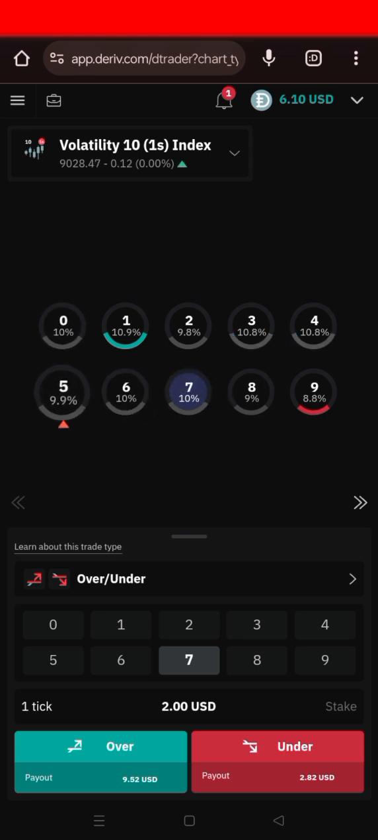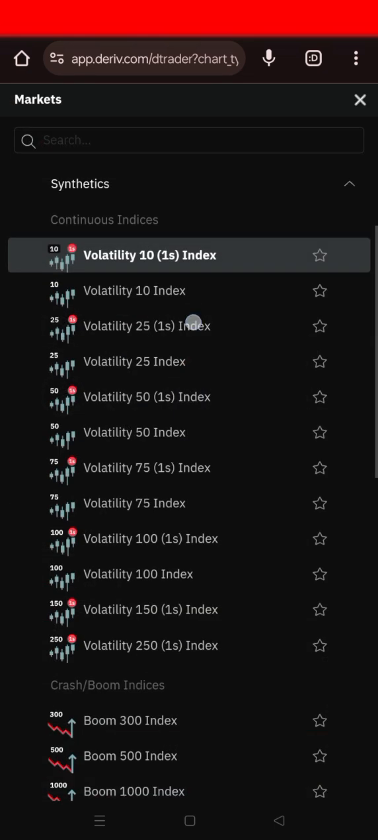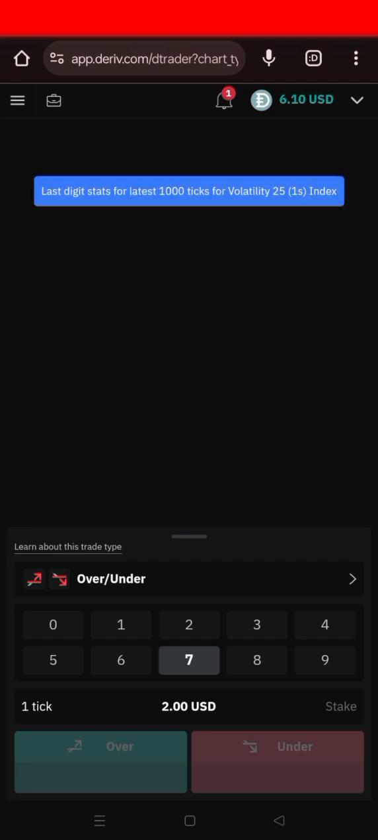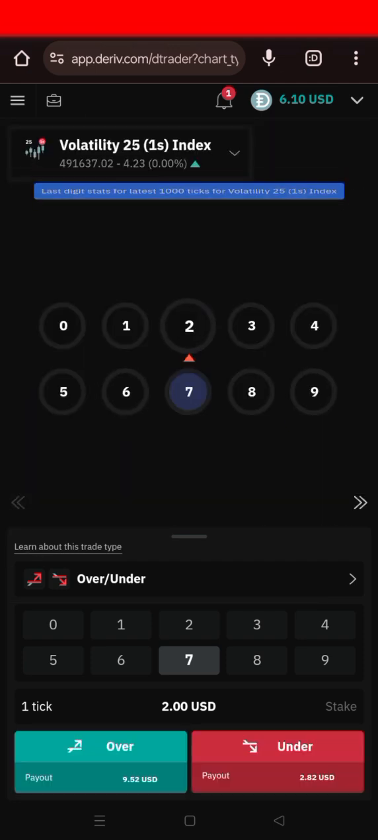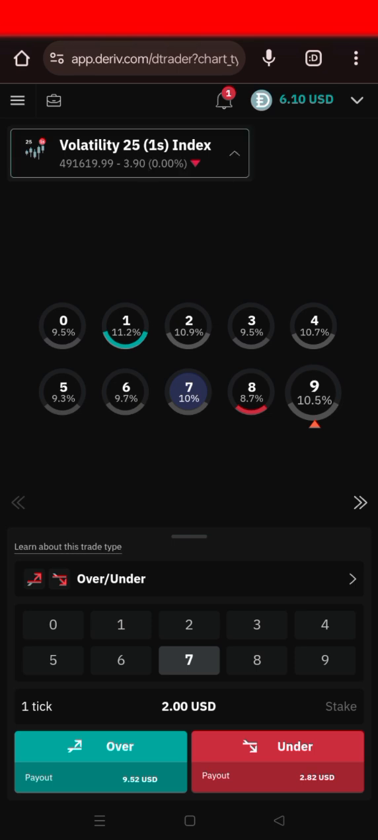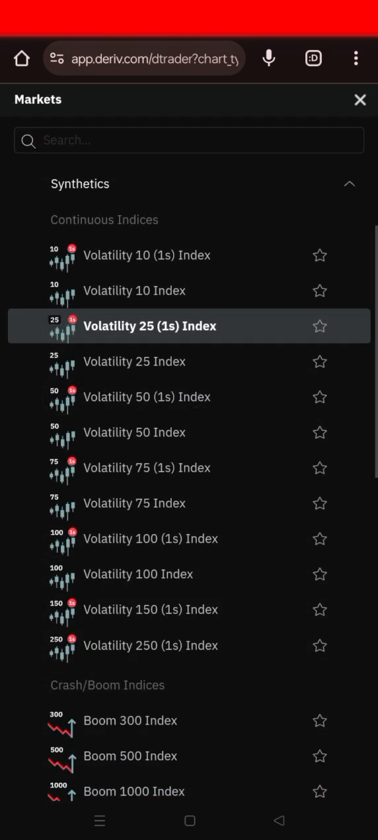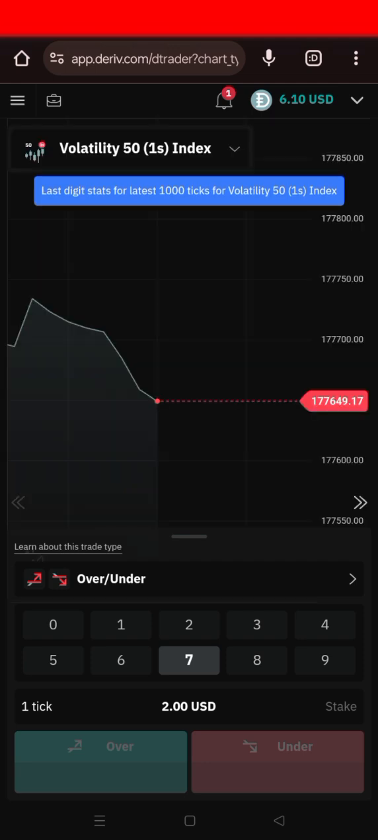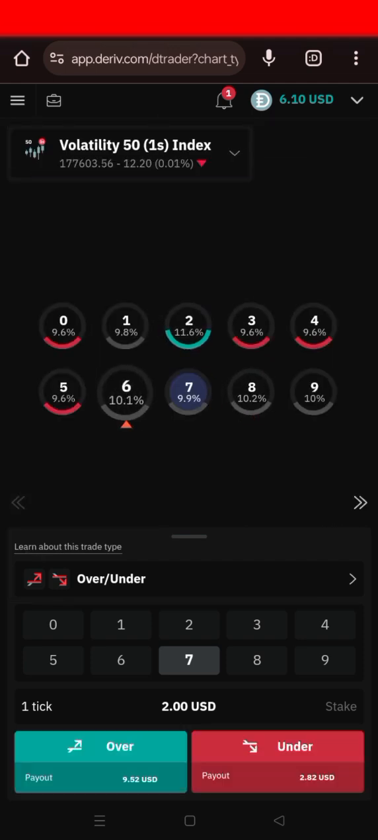When you see such a digit has changed to 10, please do not trade that market. Just go and find other markets which have qualified to have the 3 numbers 7, 8 and 9 with percentages below 10%. So you see for volatility 25 1s, it hasn't qualified, so we look for another market.